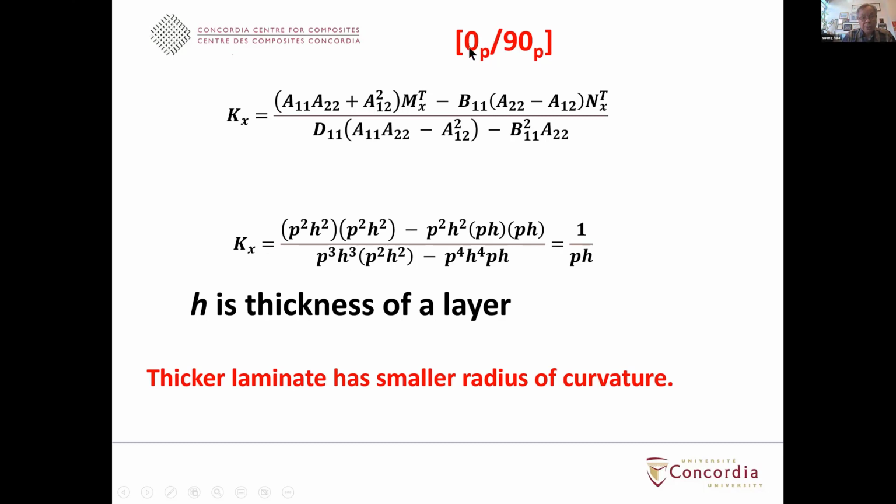Now P here is the number of layers. Suppose you have a laminate sequence of 0P, 90P, how many layers of 0, how many layers of 90, then P is that number. And H here is the thickness of a layer. So that means the radius of curvature is inversely proportional to the thickness, because the thicker the sample, the higher the value of P. So with a thicker laminate, you have a smaller radius of curvature.